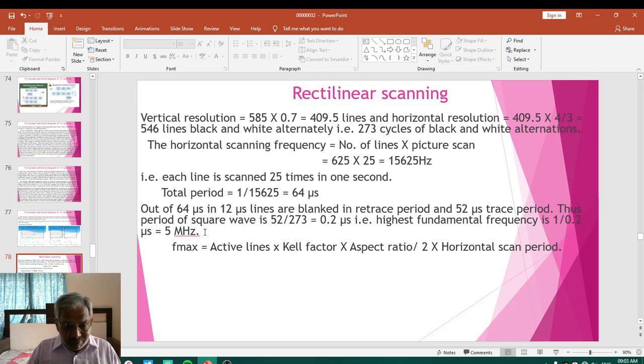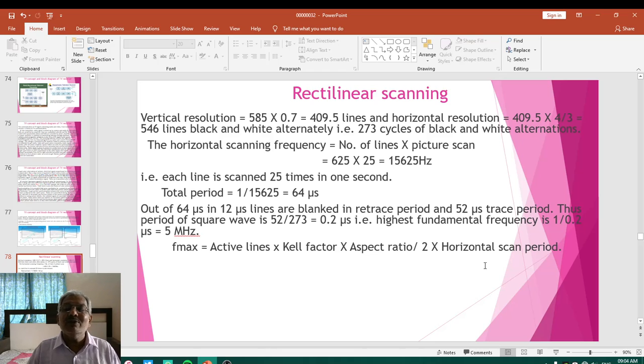So this is related with the bandwidth. The maximum frequency is given as active lines, that is 585, scale factor, that is 0.7, aspect ratio, that is 4/3, divided by 2 times the horizontal scanning period, which is 64 microsecond. If you do this, you will get the maximum frequency as 5 megahertz. So by using all these standards, one can produce the picture raster on the television screen.